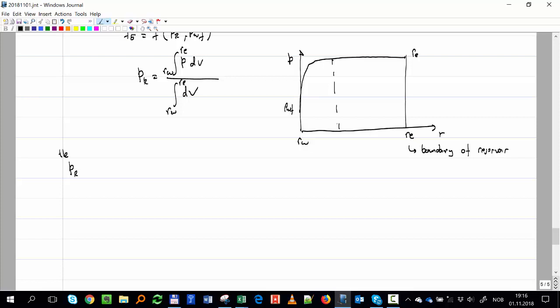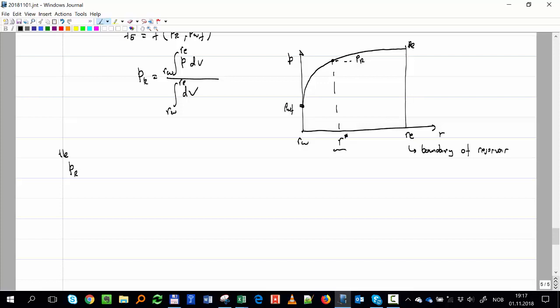Let me make that curve a bit more pronounced. You have here PWF and here you have PE. Reservoir pressure is the average. So at some point, you're going to have that reservoir pressure at some radius star. And if I find that radius star, it's a big success.